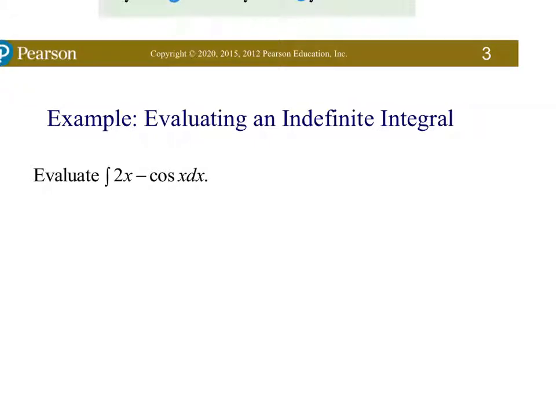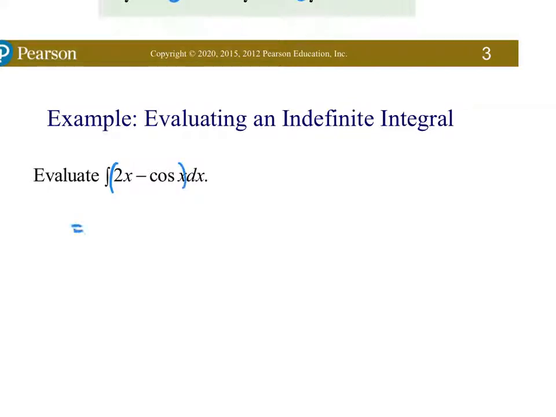I wanted to point out that the way this problem is written is technically incorrect. There should be parentheses included before the 2x and after the cos x. Without those, it looks like the integral only applies to the 2x and the dx is only attached to that. So it would be incorrect to write that without them. So let's put the parentheses in to correct that.